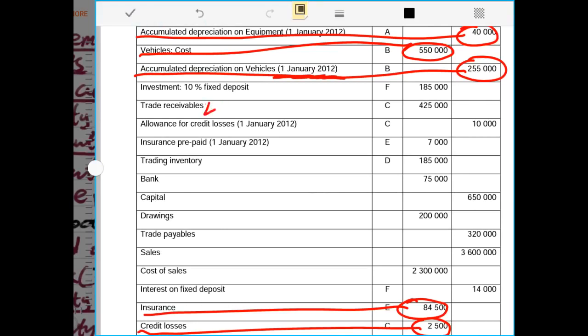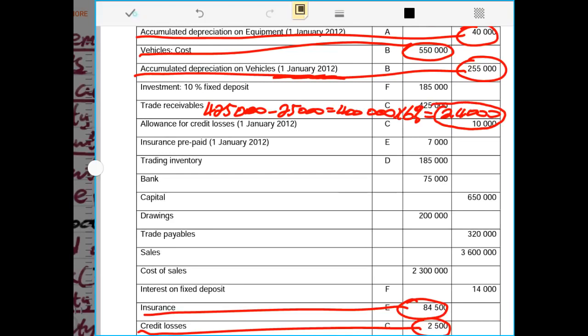425,000 rands minus 25,000 rands will give us 400,000 rands, and we multiply that by 6%, it will give us 24,000 rands. So now this is the allowance that we have calculated for the year.